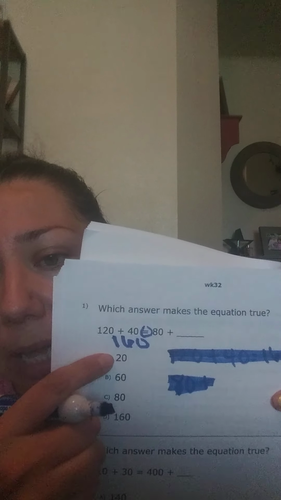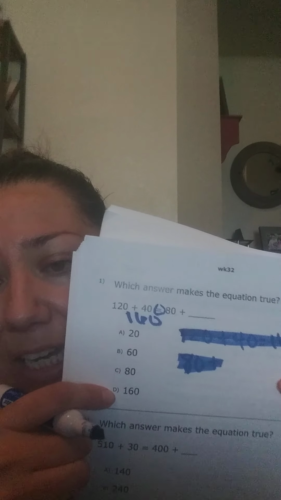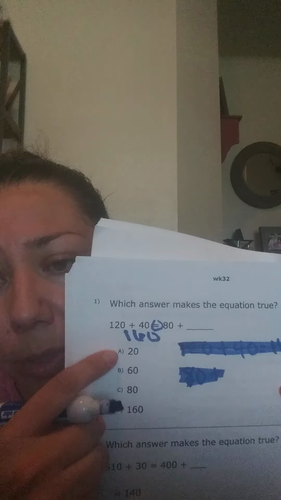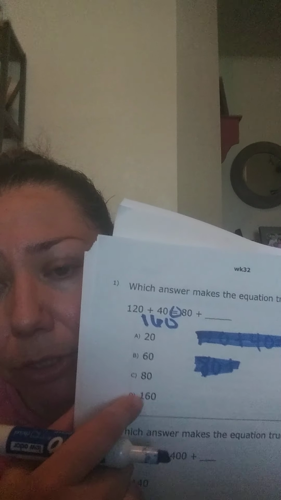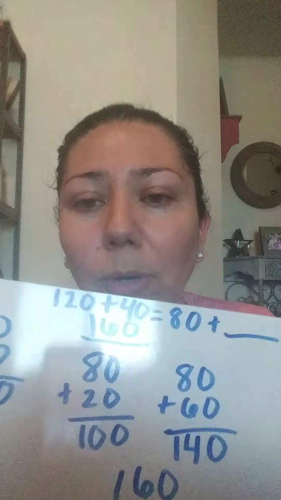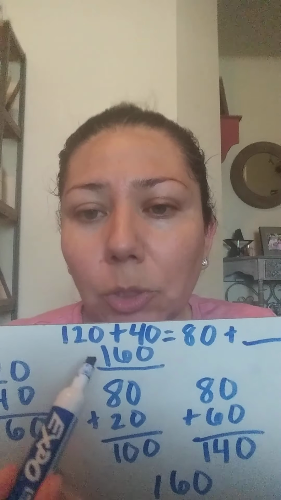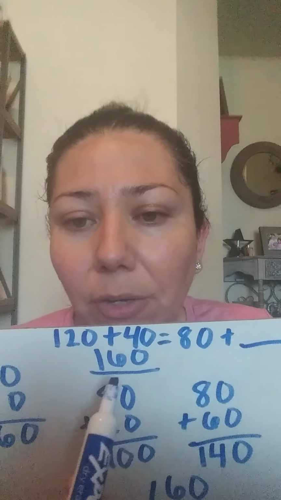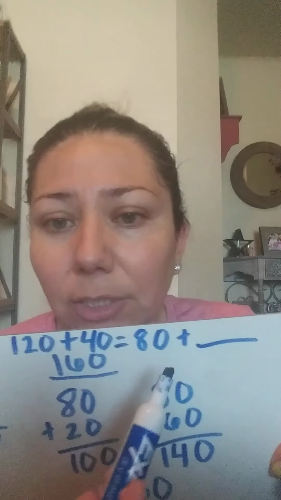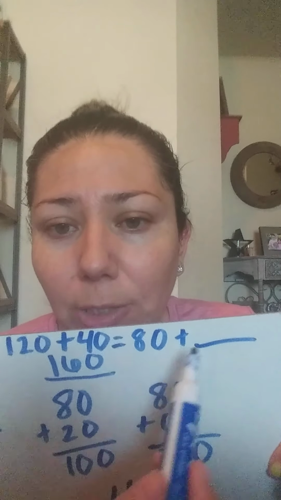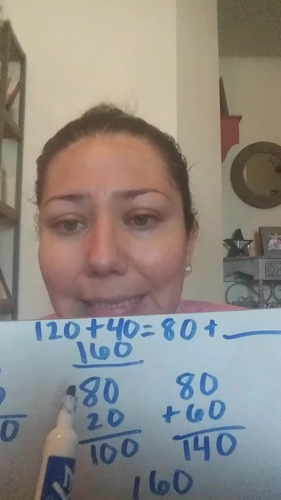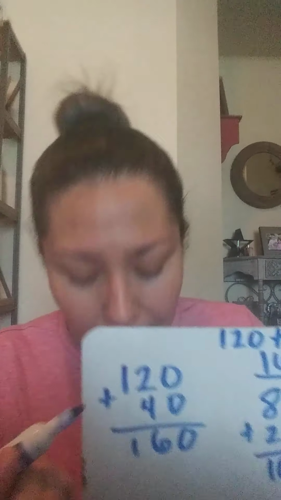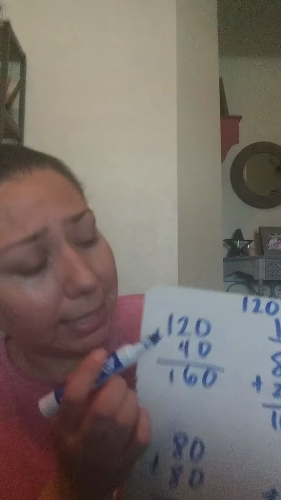And here on the bottom we have answers. So we have 20, 60, 80, and 160. We need to choose one of those 4 answers to put here to see if it equals 160. So for number 1, 120 plus 40 equals, we already know that one is 160, correct? Now we need to figure out which number plus 80 equals 160. The first one we have is 20.